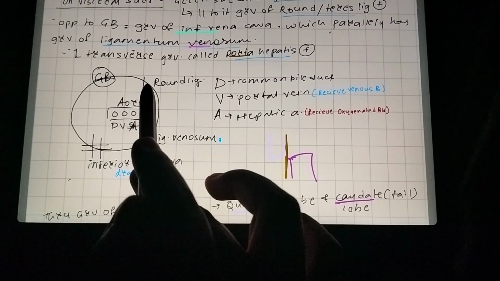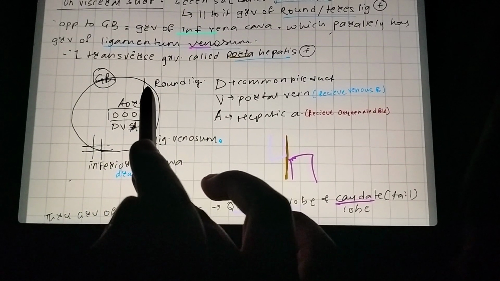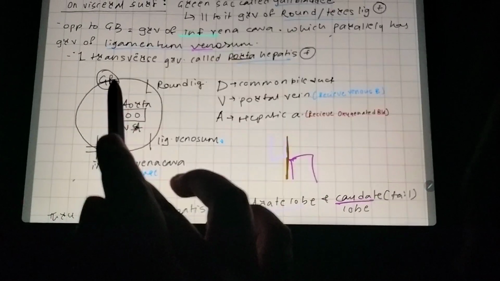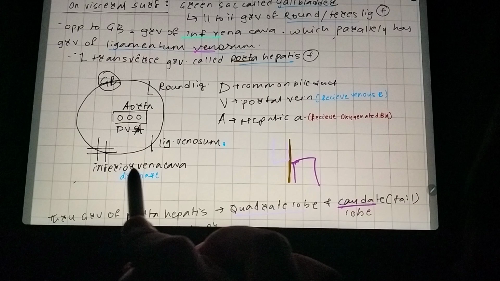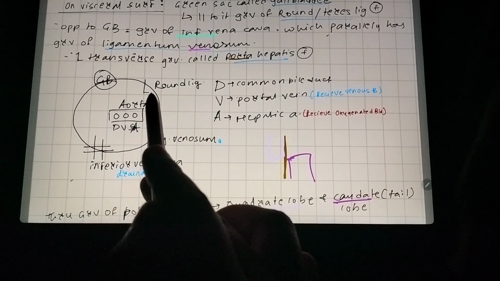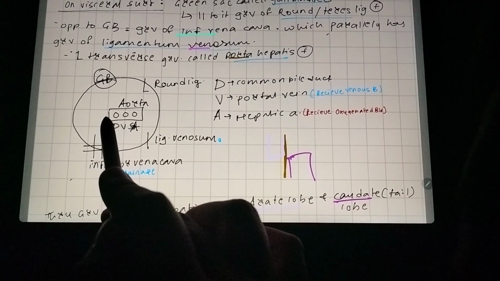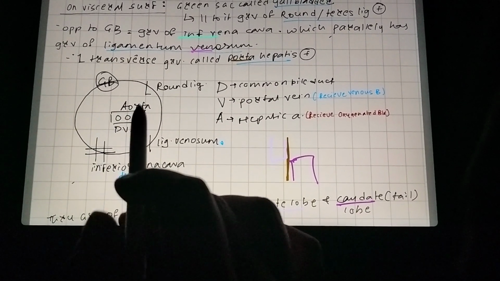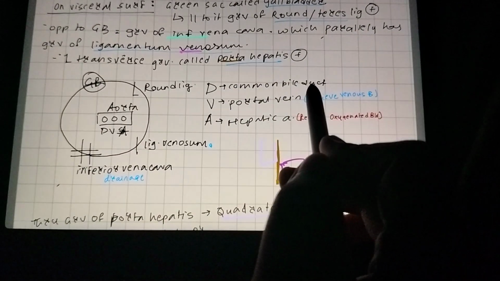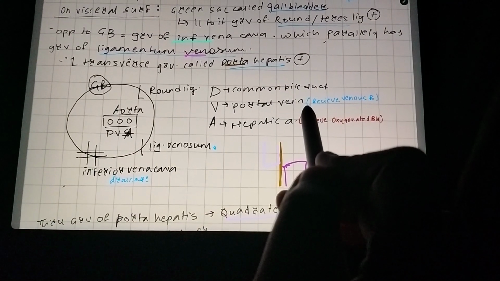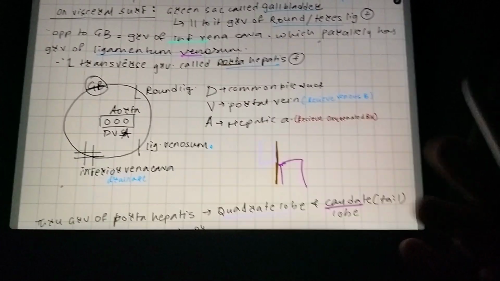The round ligament is parallel to the gallbladder. Then opposite the gallbladder we have the inferior vena cava, and opposite the round ligament we have the ligamentum venosum. Then you have this porta hepatis, in which we have the DVA system. D meaning the common bile duct, then the portal vein, which receives the venous blood, and the hepatic artery, which receives the oxygenated blood.